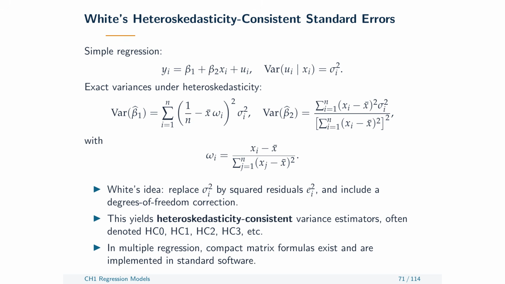Once heteroskedasticity is credible, we face two separate questions. How should we conduct inference, and can we estimate the coefficients more efficiently? Robust standard errors answer the first question while keeping the OLS coefficients. Generalized least squares addresses the second by weighting observations according to a variance model. White's heteroskedasticity-consistent covariance estimator replaces unknown observation-specific error variances with functions of squared OLS residuals.